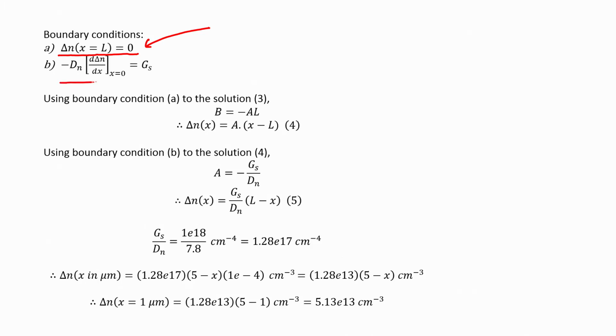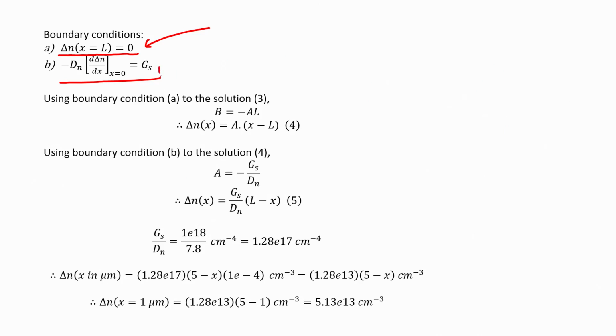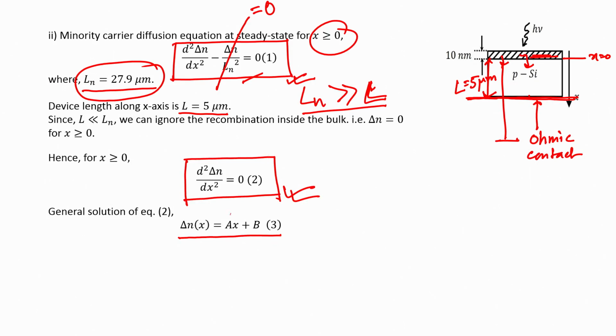The second boundary condition is coming from the surface. That is similar to the previous case, because again at steady state the generation rate of the electrons inside the thin semiconductor layer should be equal to the rate at which they are moving away from the interface to the bulk. So, this equation gives that boundary condition. So, basically using these two boundary conditions, we have to find out these two coefficients a and b.